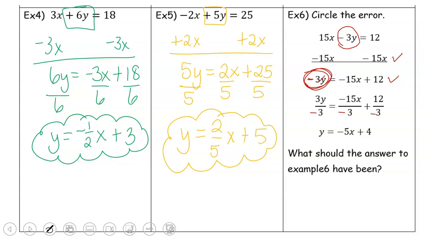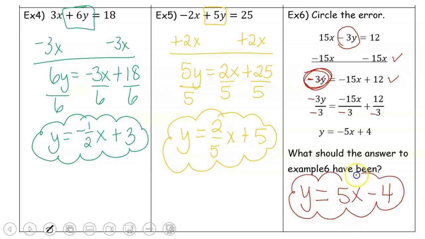So now the correct answer, let's go ahead and simplify that. Had we divided by negative 3, y would have been isolated, but negative divided by negative would have been a positive 5x, and a positive divided by a negative would have been a negative 4. So the mistake was that they lost the negative sign. So we circled the mistake right here. They lost the negative sign, and now we have the correct answer. All right, that is the end of today's notes.